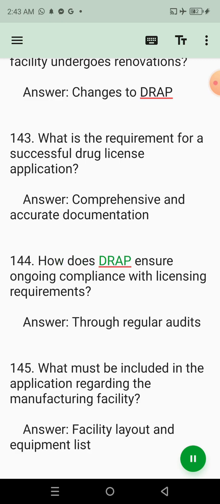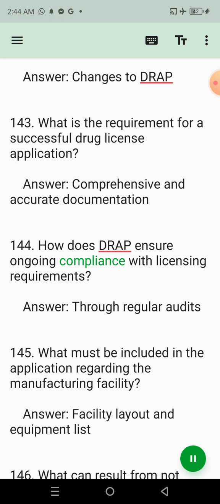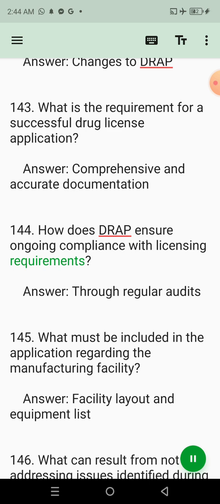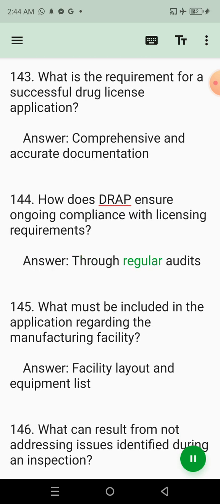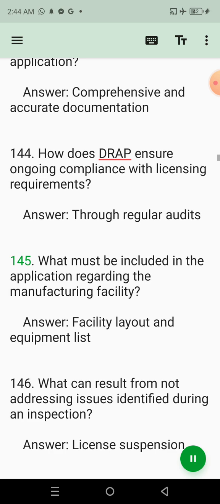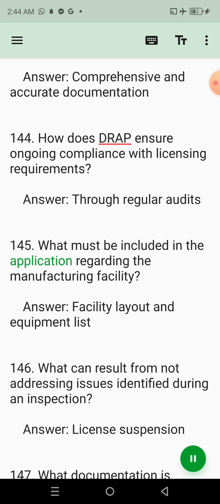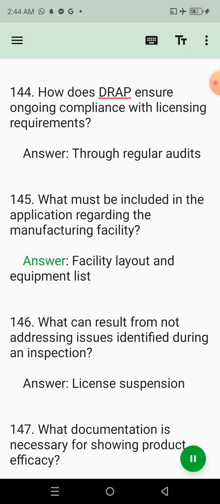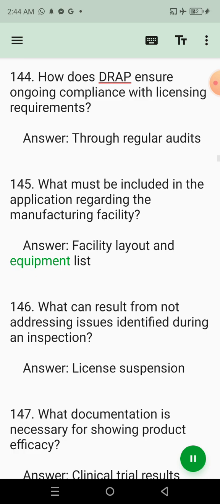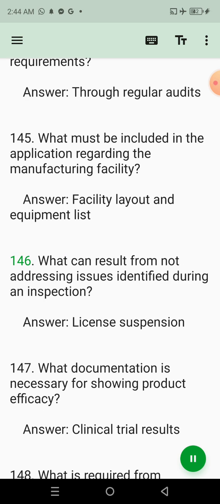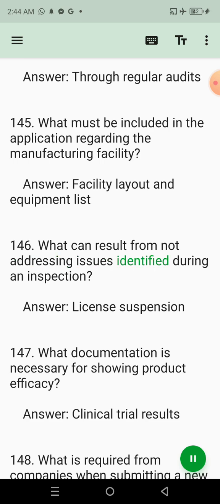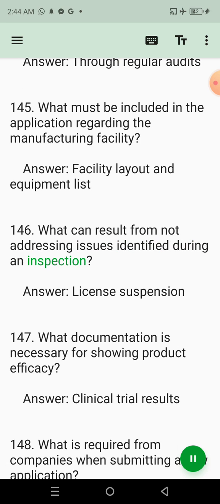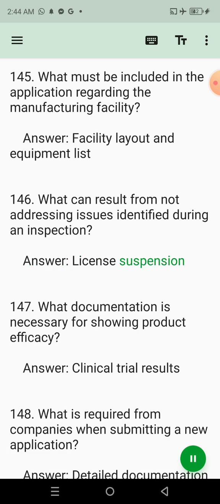144. How does DRAP ensure ongoing compliance with licensing requirements? Answer: through regular audits. 145. What must be included in the application regarding the manufacturing facility? Answer: facility layout and equipment list. 146. What can result from not addressing issues identified during an inspection? Answer: license suspension.